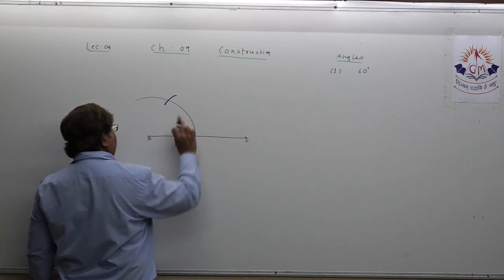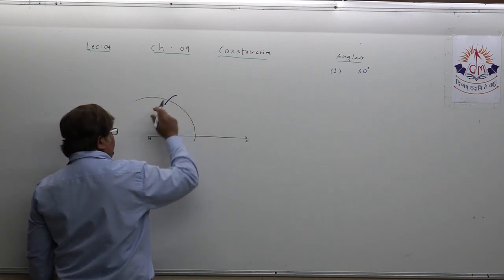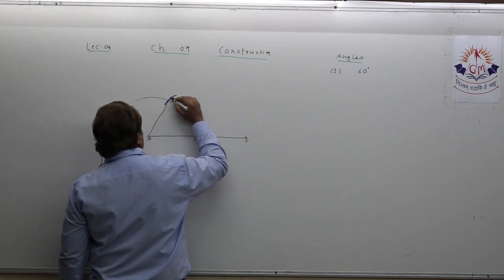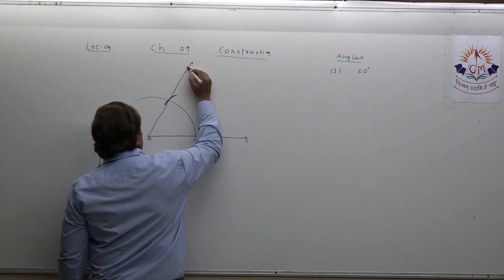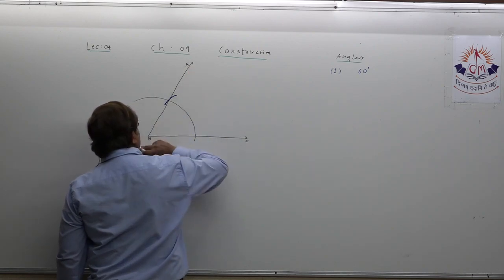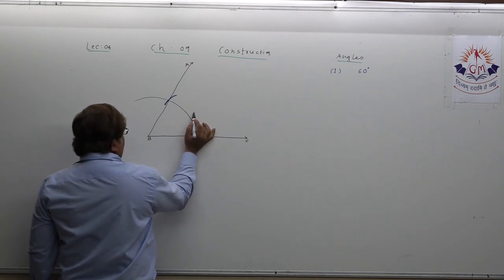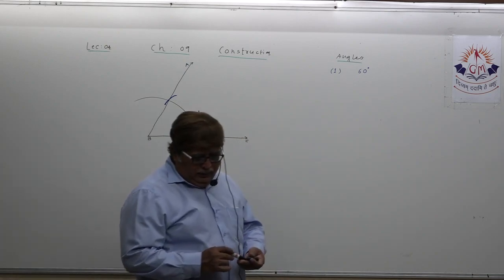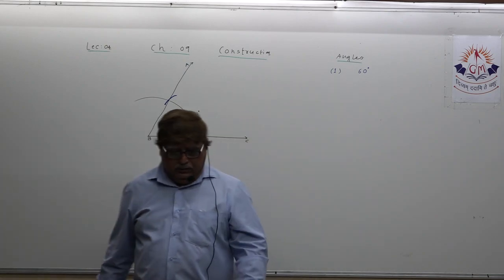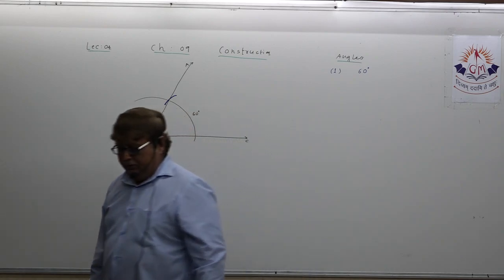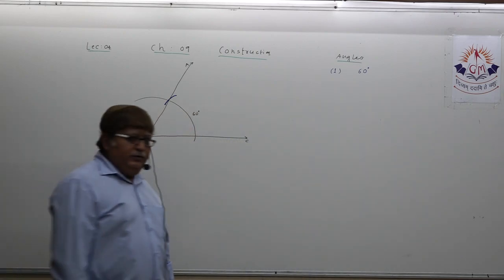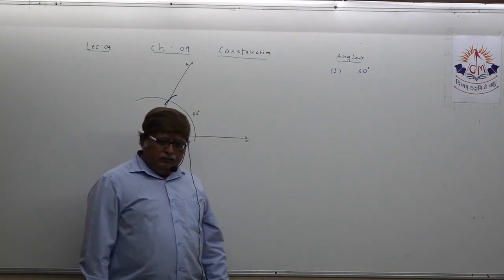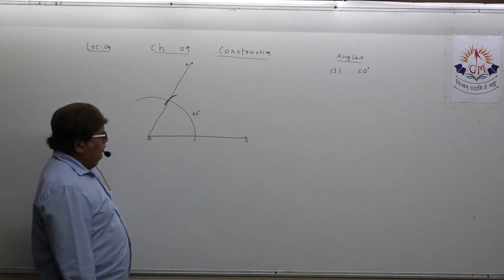Centering the compass here, you cut the previous arc and then draw a ray passing through it. Let me call it ray BA. This is an angle of 60 degrees. There is no need to write the steps of construction, but this is how an angle of 60 degrees can be constructed.